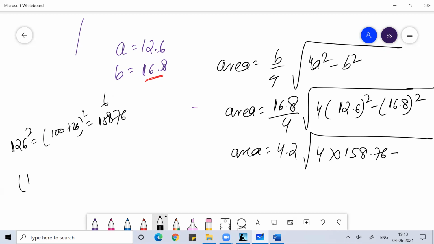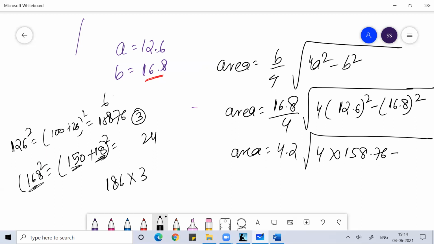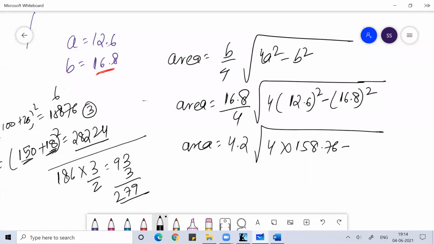158.76 minus 16.8 square. 16.8 square I can write as 150 plus 18. 18 square 324. 3 will go carry. 168 plus 18 will be how much? 186. Now you are comparing with 150. 150 is how many times of 100? 1.5. 1.5 is nothing but 3 by 2. So this is 279 plus 3, means 282. This is 16.8 square, 282.24. This will be your area.